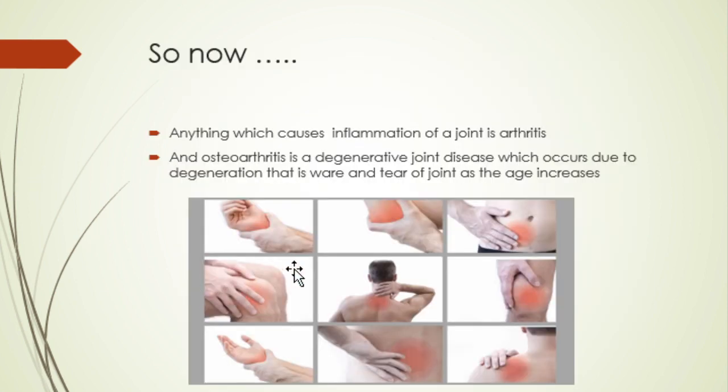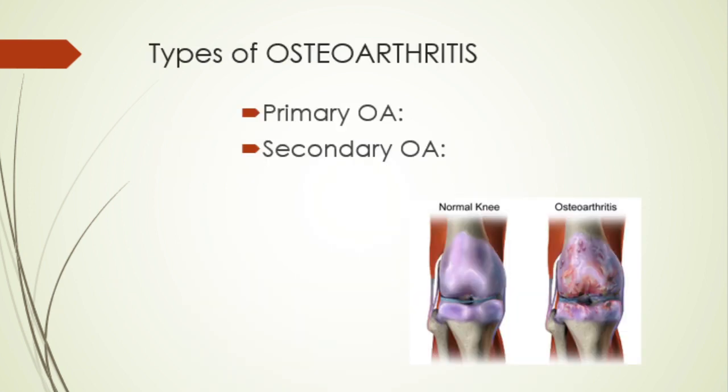So now, anything that causes inflammation of a joint is arthritis, and osteoarthritis is a degenerative disease which occurs due to degeneration, that is wear and tear of a joint as the age increases. There are two types of osteoarthritis, primary and secondary. We will see them one by one.